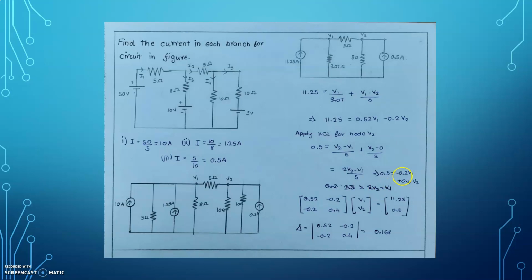So this is an example problem for DC analysis. Find the current in each branch for the circuit shown in the figure. Here this is our circuit. Here these three voltage sources are converted into current sources first, and then apply KCL for nodes.